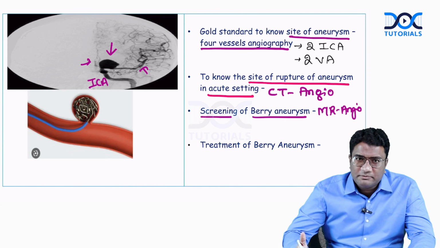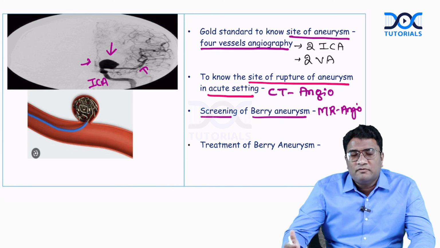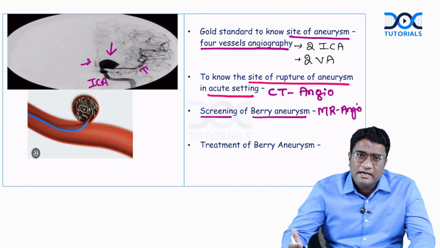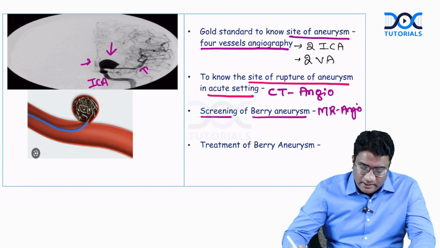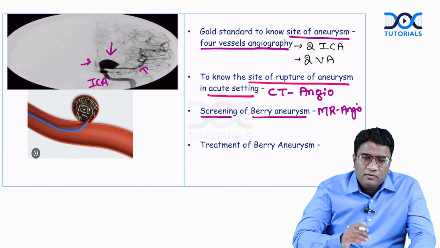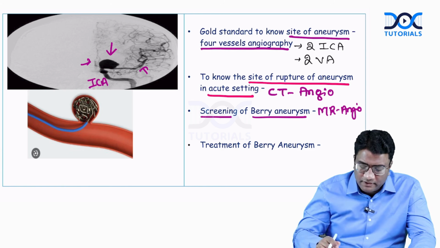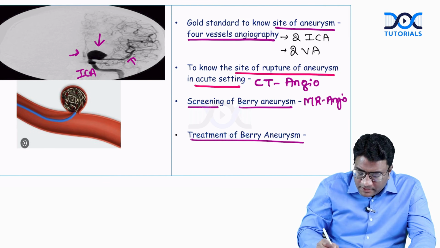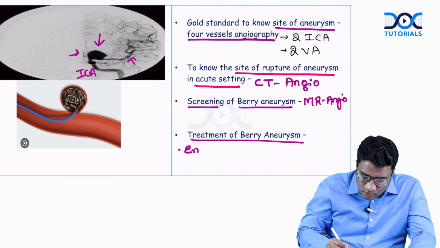In acute setting, what is preferred? A CT angiography. For screening of aneurysm, what is preferred? MR angiography. And when you find out the aneurysm is there, how do you manage it? What is the treatment of aneurysm? The treatment of aneurysm is through endovascular coiling.